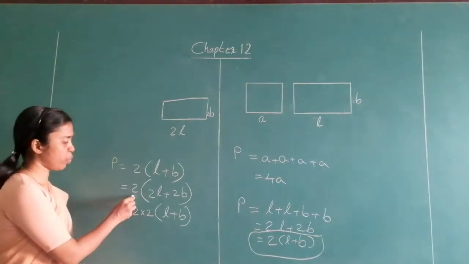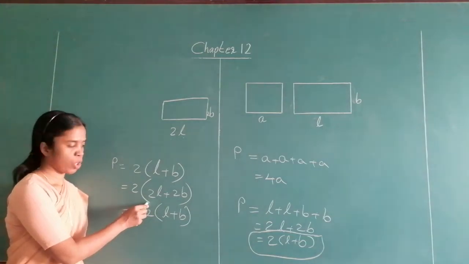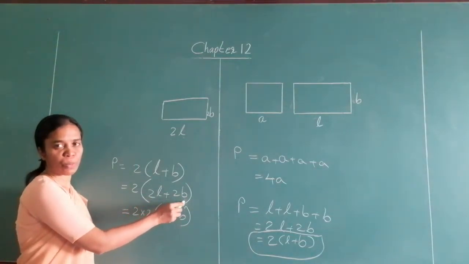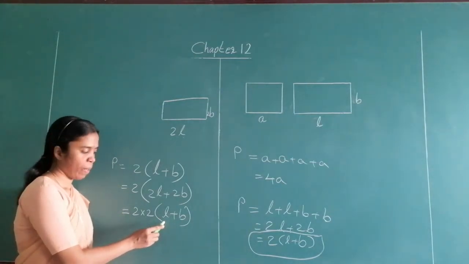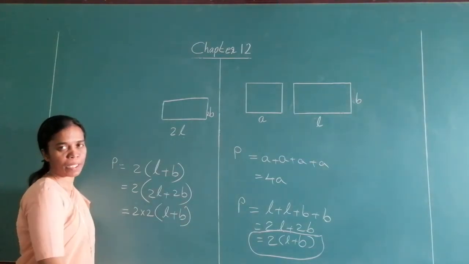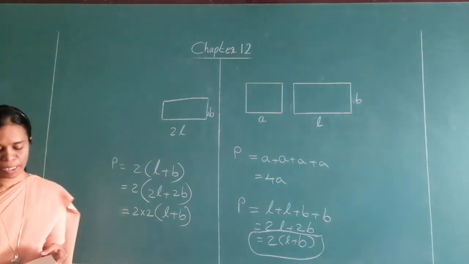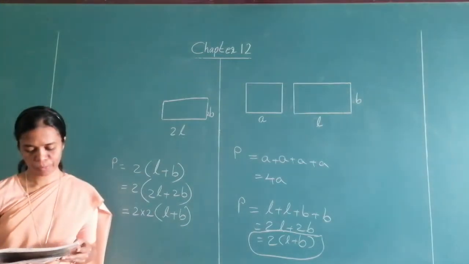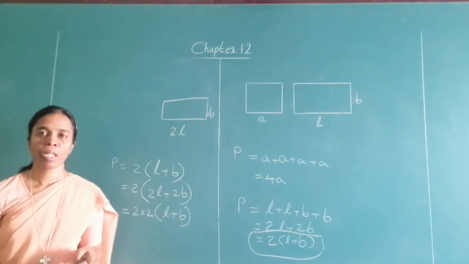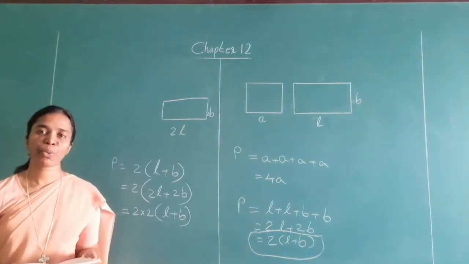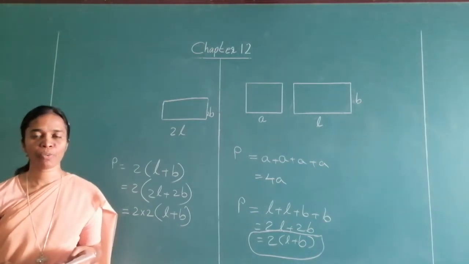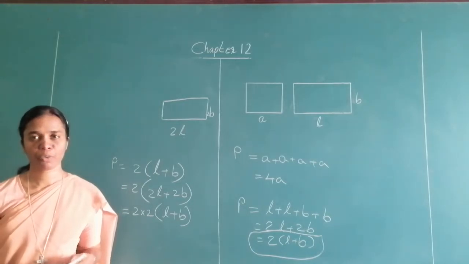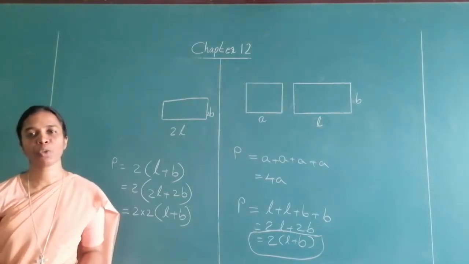You write over this: 2 bracket 2L plus 2B, that is equal to 2 into 2 bracket L plus B. Next line. Therefore, the perimeter of the new rectangle will be 2 times the old.